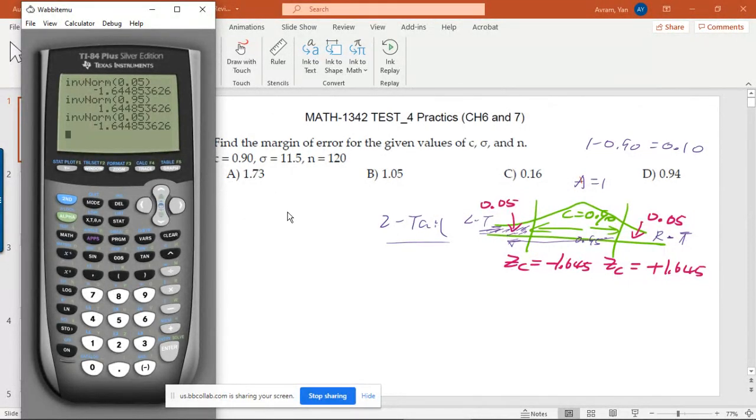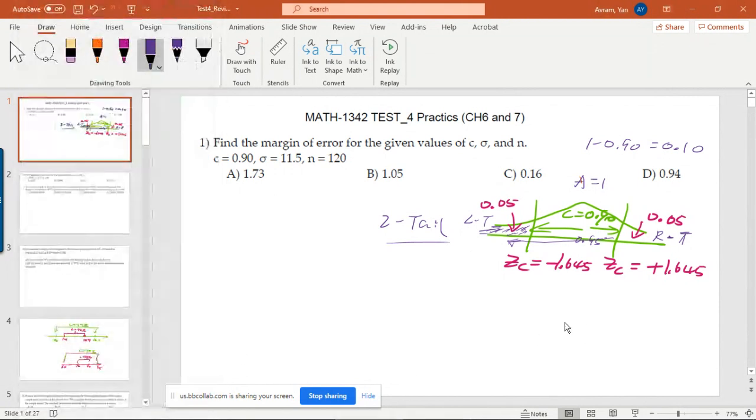Yeah, good. Right, so calculators can be a little bit different. That's why you get to know your own calculator a little bit better. Mine is a little bit older version, so it didn't have an interface. So I just type 0.05. Okay. All right. So that is the z-score in here.